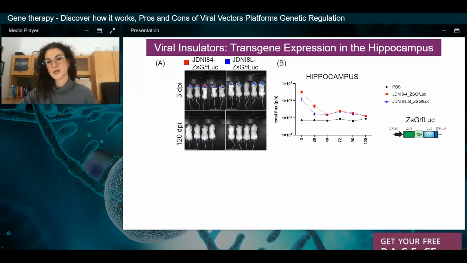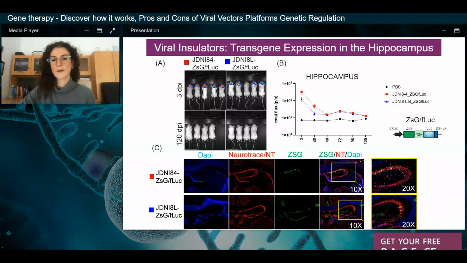In B, we have the expression profile for the luciferase, and we can notice that again, the ICP4 in red shows a higher expression profile than the LAT. Unfortunately, this expression profile declines by 1 month, even if it stays higher than the background, represented by the black line.